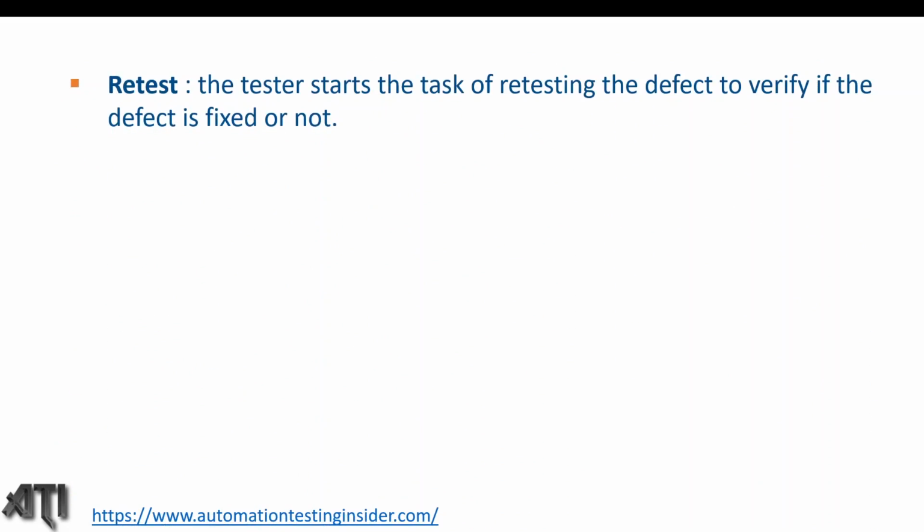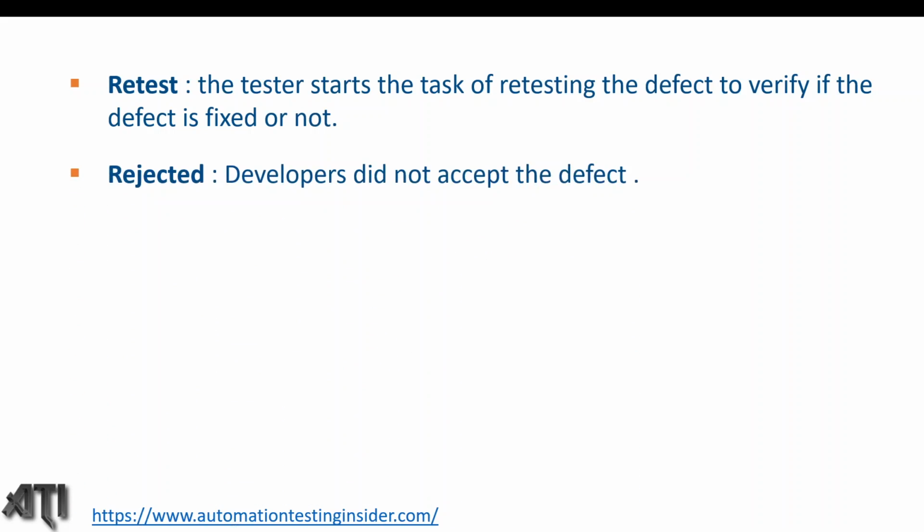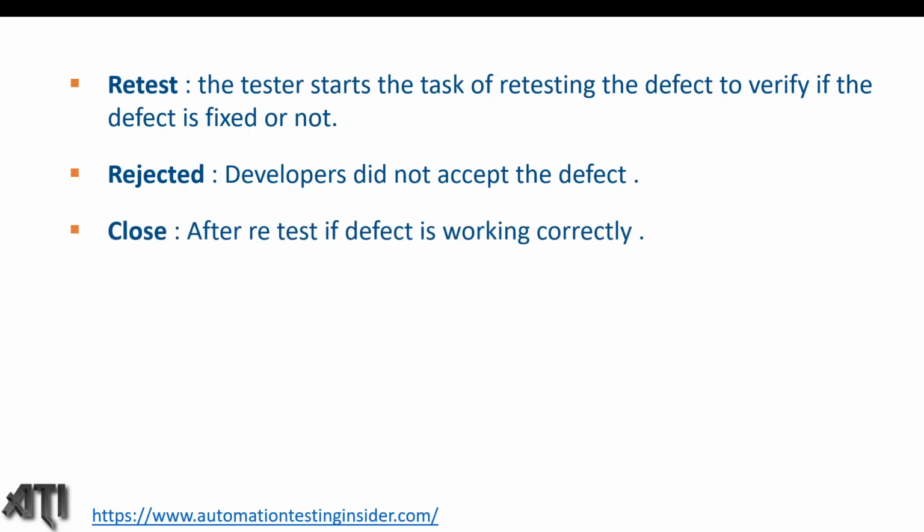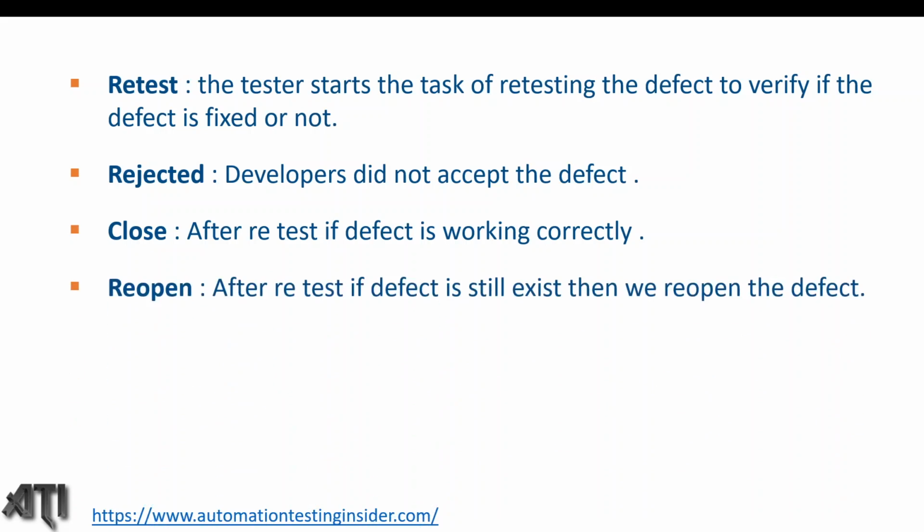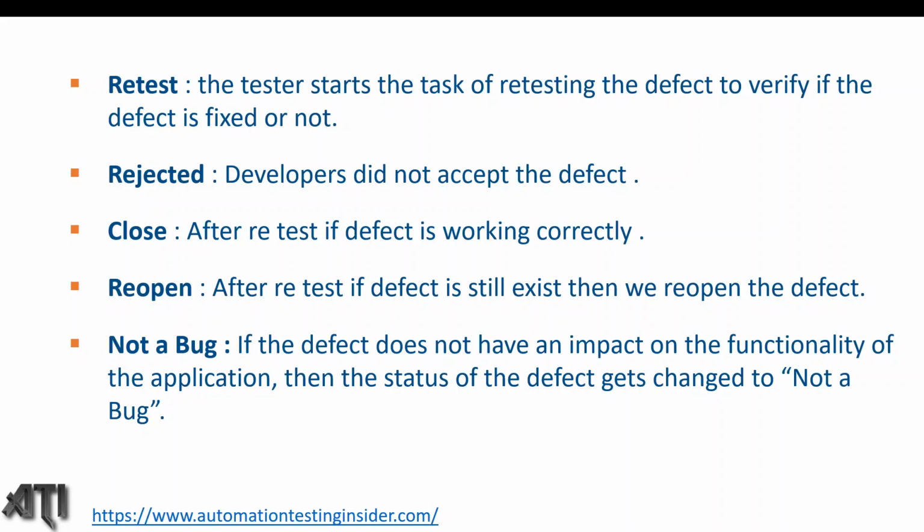Retest, the tester starts the task of retesting the defect to verify if the defect is fixed or not, so that is retest. Rejected, developers did not accept the defect, that is a rejected defect. Close, after retest if the defect is working correctly, then the status of the defect would be closed. Reopen, after retest if the defect still exists, then we reopen the defect. And at last we have not a bug, if the defect does not have an impact on the functionality of the application, then the status of the defect gets changed to not a bug. So this is the complete discussion about the defect lifecycle, guys.